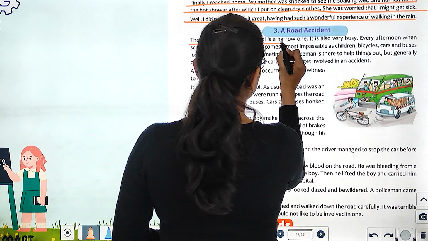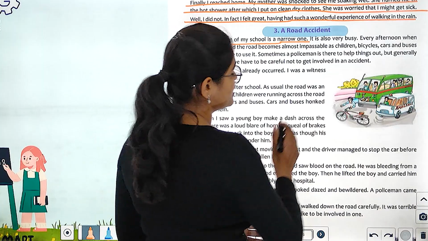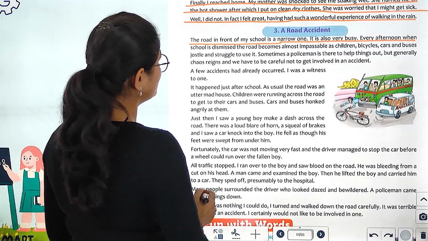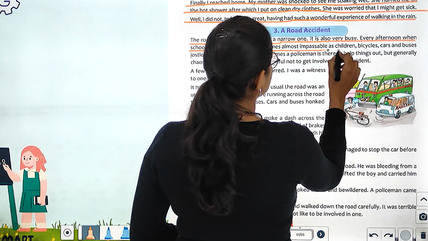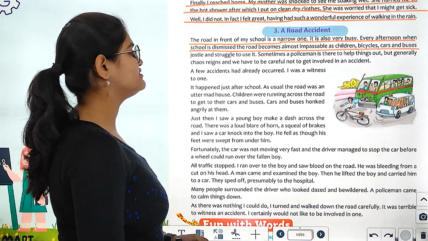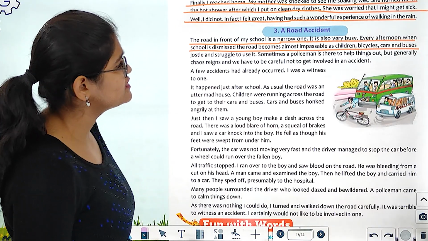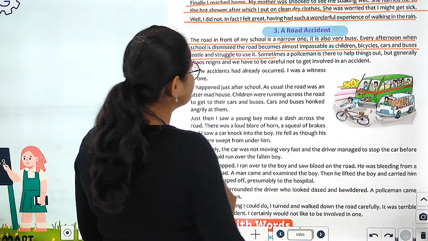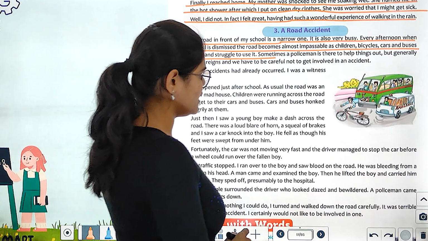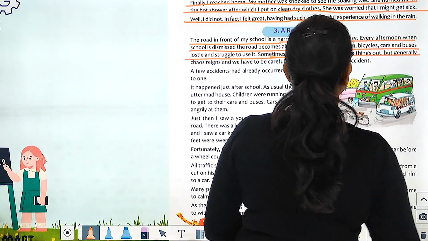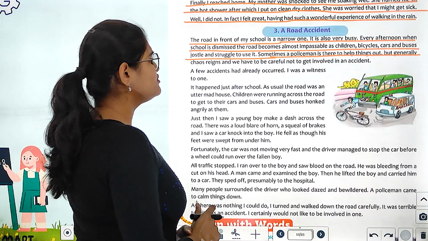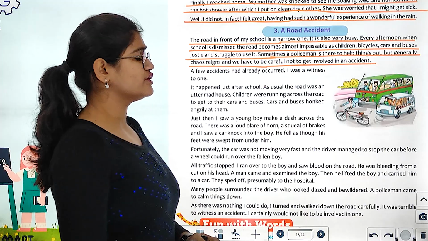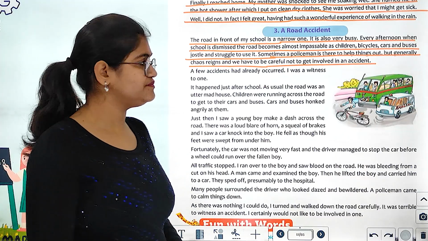The road in front of my school is a narrow one. It is also very busy. Every afternoon, when school is dismissed, the road becomes almost impassable as children, bicycles, cars and buses jostle and struggle to use it. Sometimes a policeman is there to help things out, but generally chaos reigns and we have to be careful not to get involved in an accident.